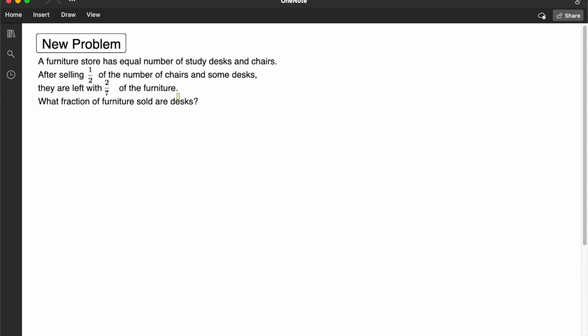In this video, we're going to learn how to solve this math problem. So we are going to do it using two methods. The first using model and fraction, and the second using only fractions.